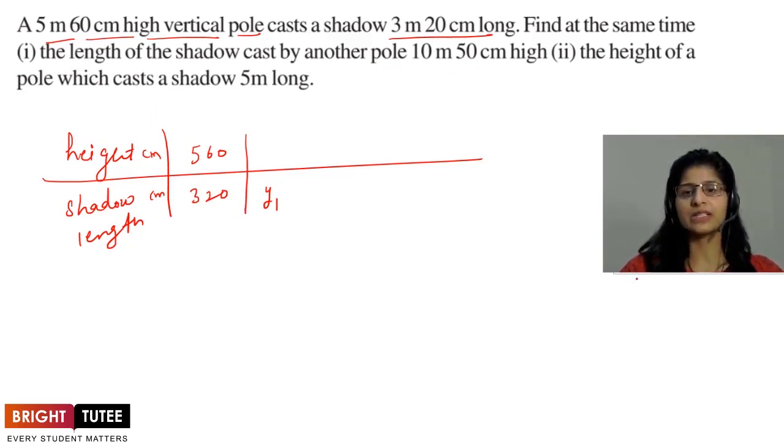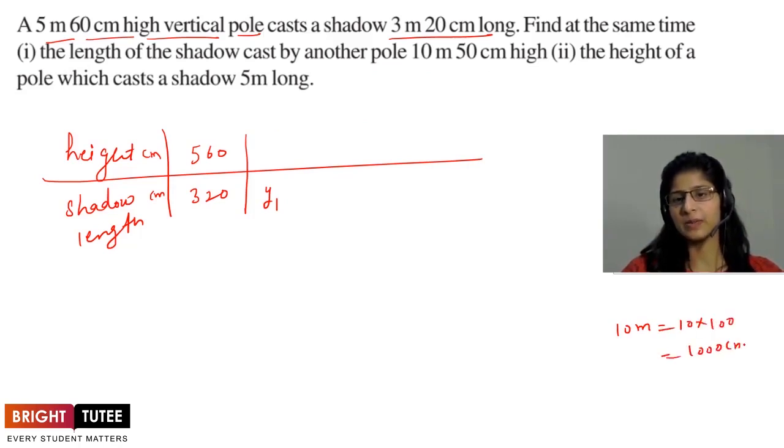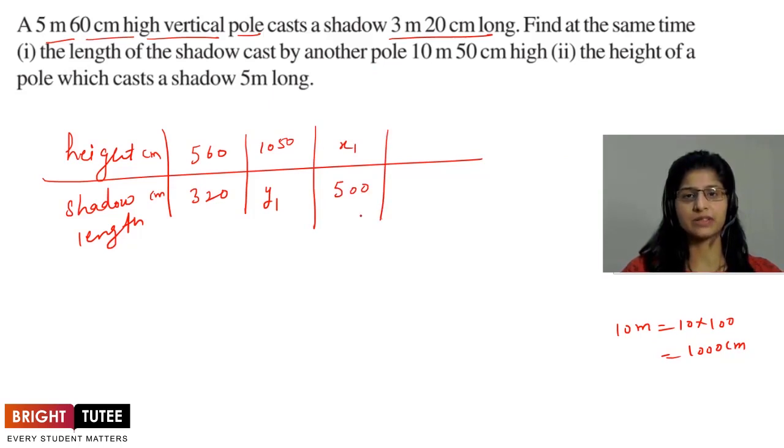So 10 meters will be equal to 10 into 100, that is 1000 centimeters. 1000 centimeter plus 50 centimeter is 1050 centimeter. The height we have to now calculate, let it be x1, when the shadow is 5 meter, that means 500 centimeters. Okay, so first one y1, that is the first part. So first part we will solve as 560 upon 320 is equal to 1050 upon y1.